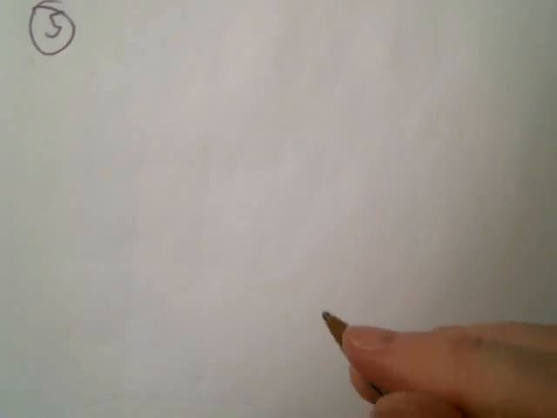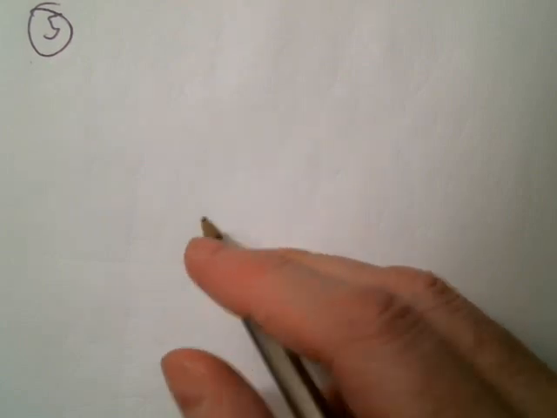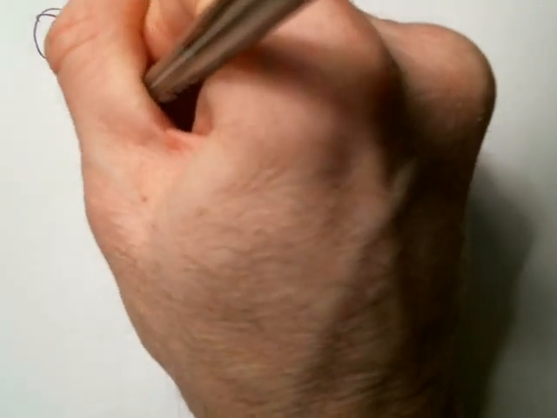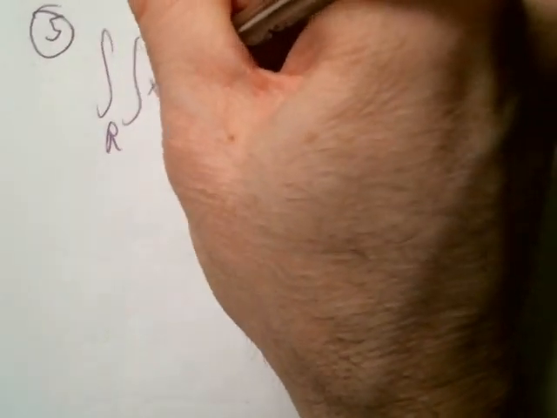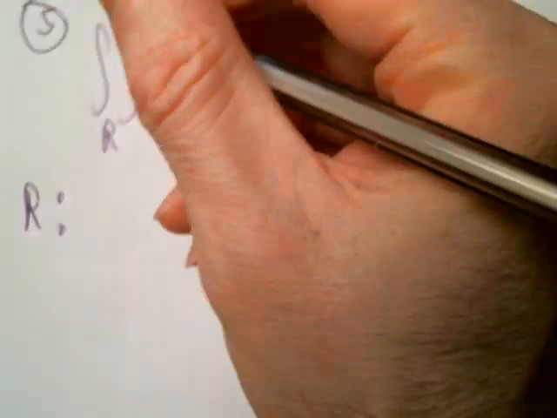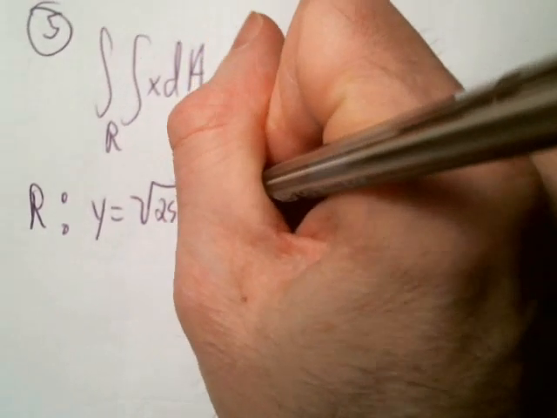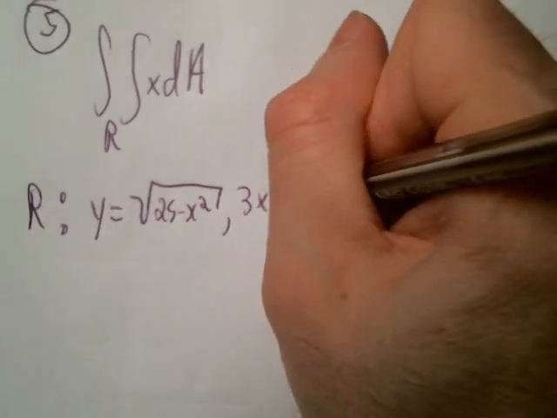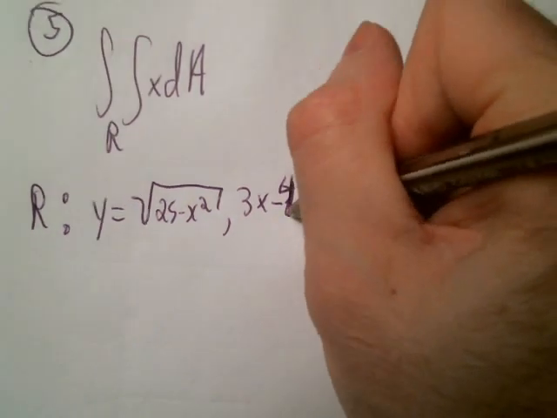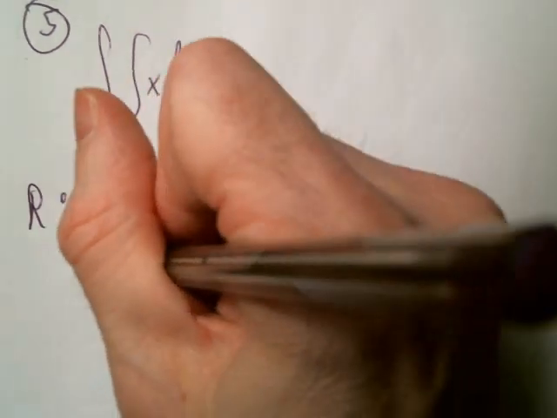Next, let's see, we had 5, it was a little tricky. So sketch the region of integration, set up the integral for both orders, do not evaluate. So here's our region R, and then we have x dA. The region is the sector of the circle in the first quadrant bounded by y equals square root of 25 minus x squared, then 3x minus 4y is 0, and then y is 0. Okay, so first quadrant only.